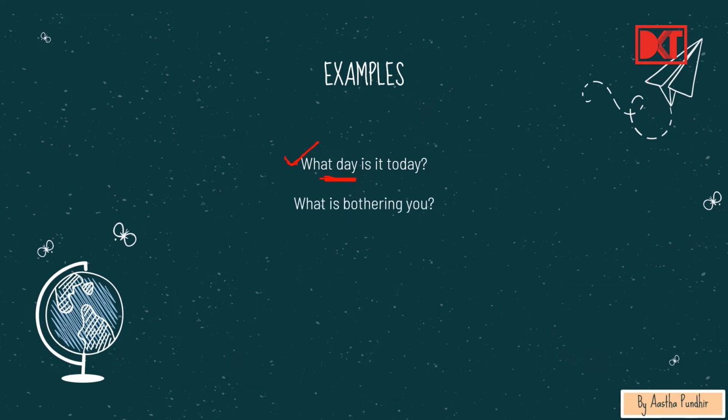Then we have, what is bothering you? We are asking about a certain matter, like what is bothering you, which means asking about again a specific thing. What brings you here? Right, again asking for a specific thing.